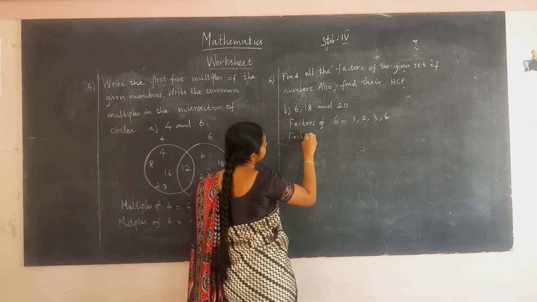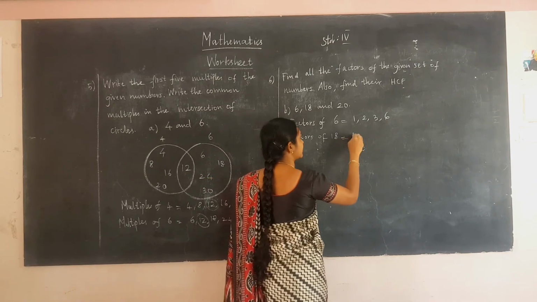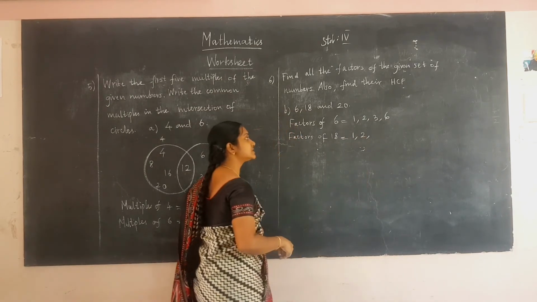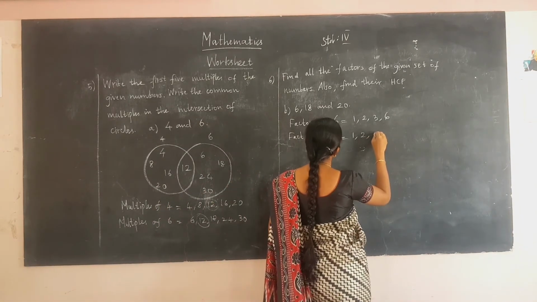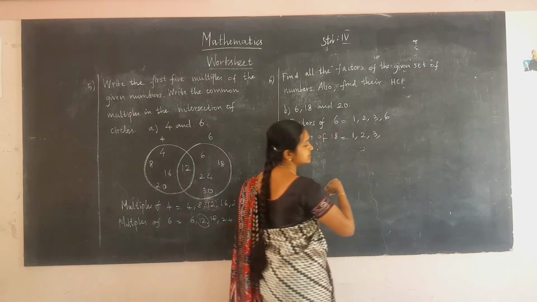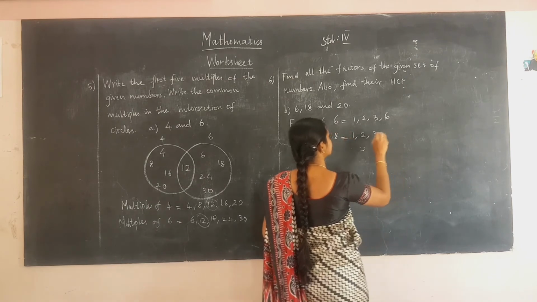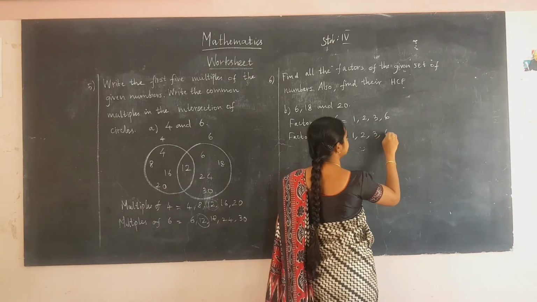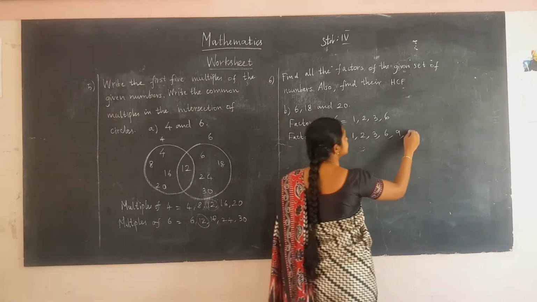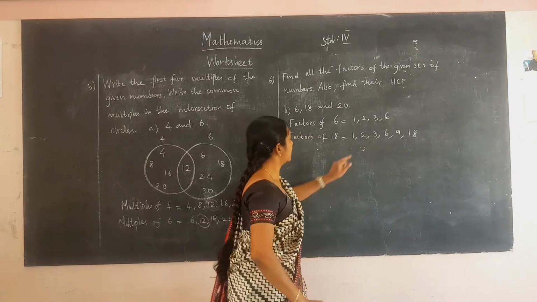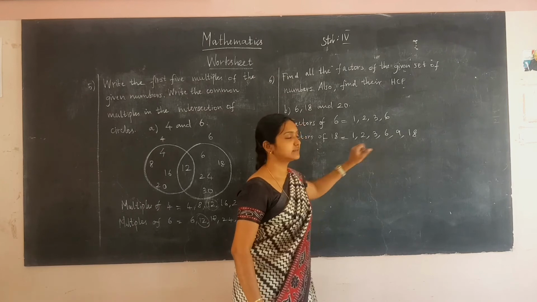Next, factors of 18. 1 is a factor for every number, 2 is a factor of 18. Next, 3 is a factor, 6 is a factor, 9 is a factor and 18 is a factor. 1 into 18 is 18, 9 into 2 is 18, 6 3s are 18.